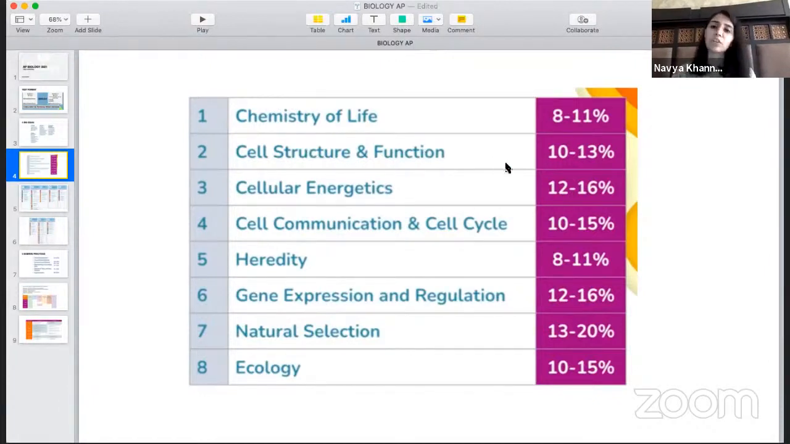So cell structure and function is 10 to 13%. So almost 7 to 8 questions in MCQs, and maybe one short question from a free response question, right? Cellular energetics, 12 to 16%. Cell communication and cell cycle is again 10 to 15%. Heredity is 8 to 11. So this is the least, right? This and chemistry of life have the least. Maximum is natural selection, 13 to 20%, right? Cell communication and cell cycle and ecology have 10 to 15%. So both are evenly divided, right?